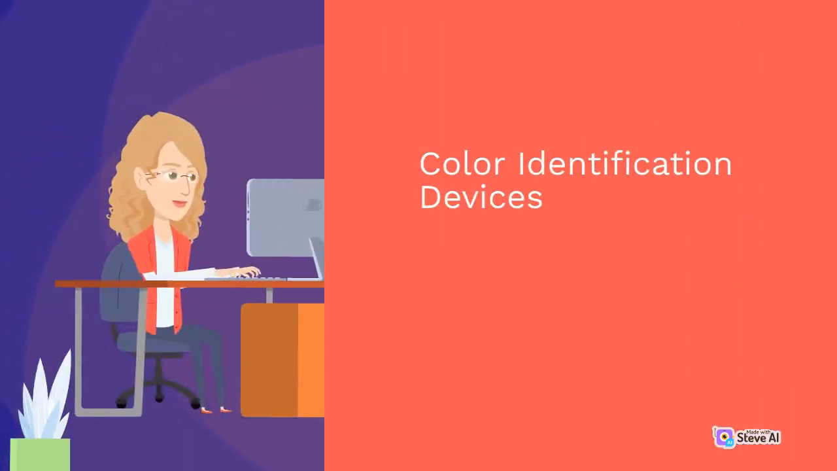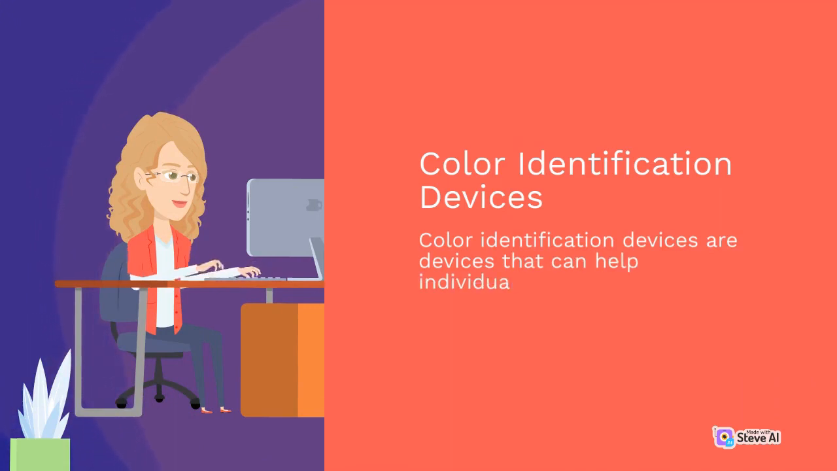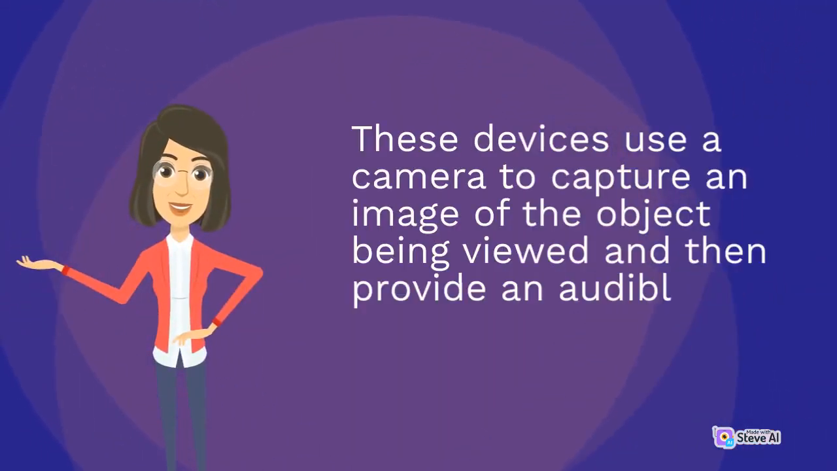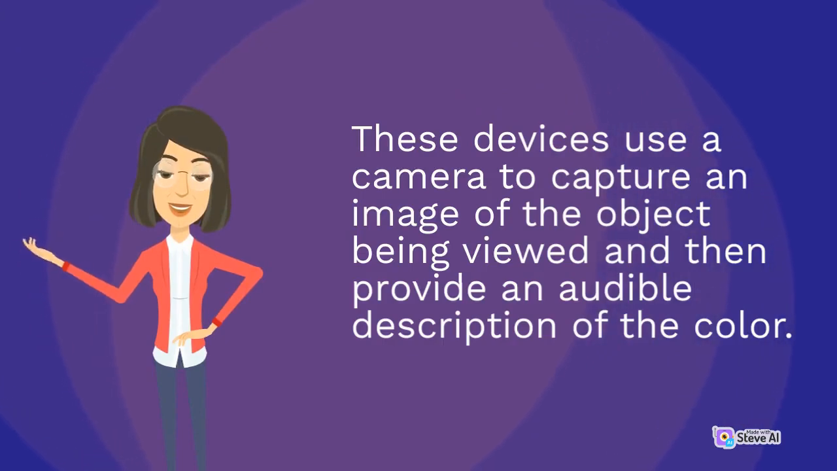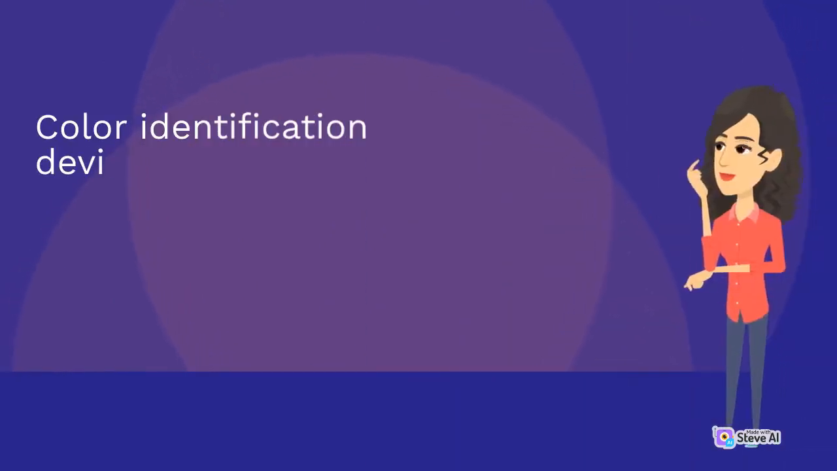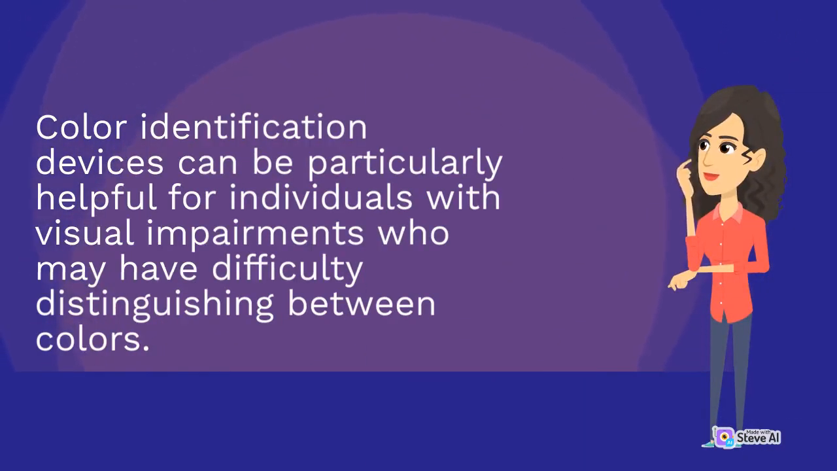Color identification devices. Color identification devices are devices that can help individuals with visual impairments to identify colors. These devices use a camera to capture an image of the object being viewed and then provide an audible description of the color. Color identification devices can be particularly helpful for individuals with visual impairments who may have difficulty distinguishing between colors.